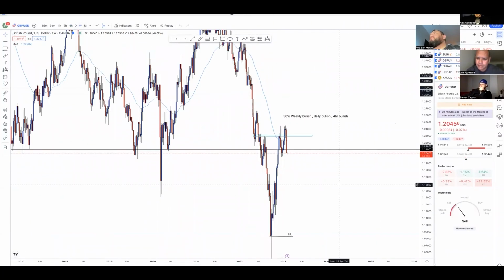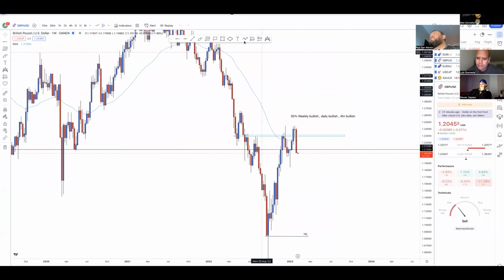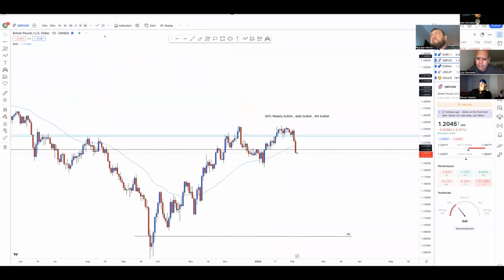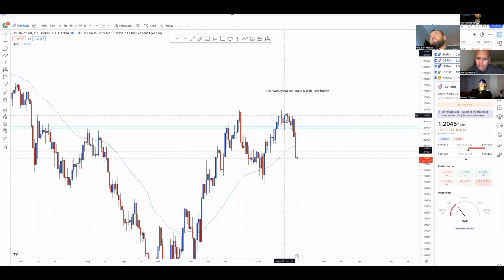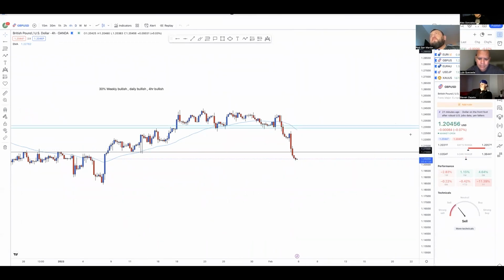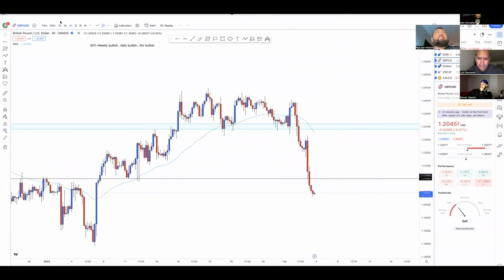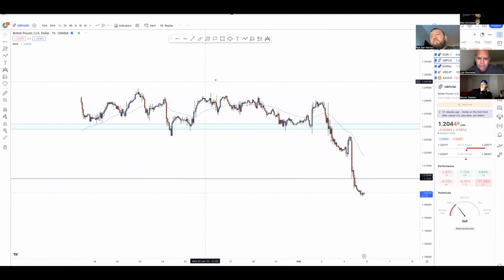GBP USD. Okay, yeah. So GBP USD last week, we were waiting for a retest of this area right here to go long. We go down to the daily. We actually did get the pullback. We got the bullish engulfing. And why didn't we take this trade short? I mean, why didn't we trade this? Oh, okay, yeah, I know why.